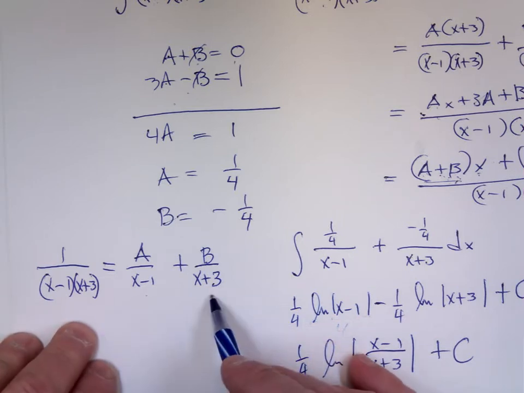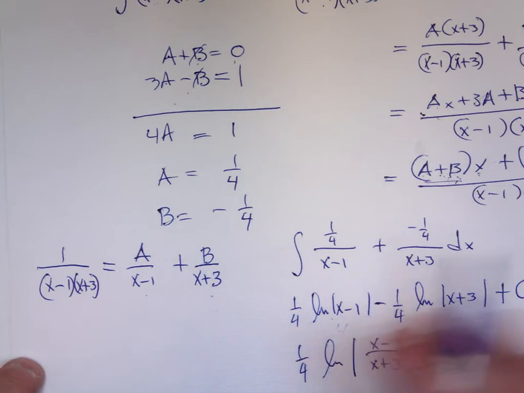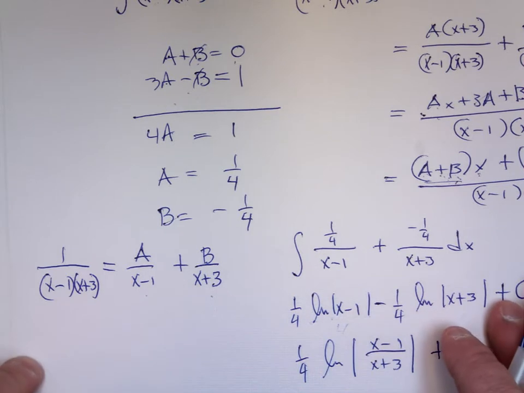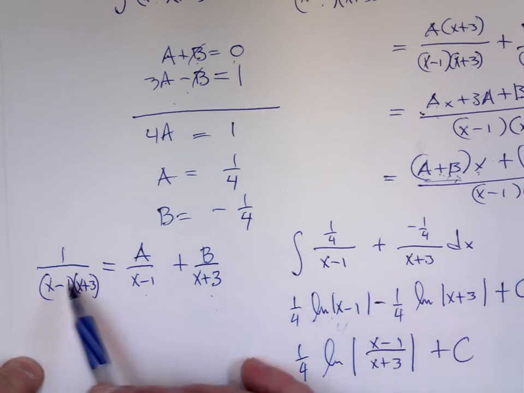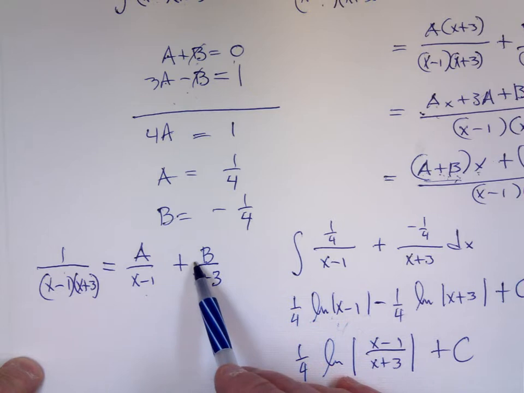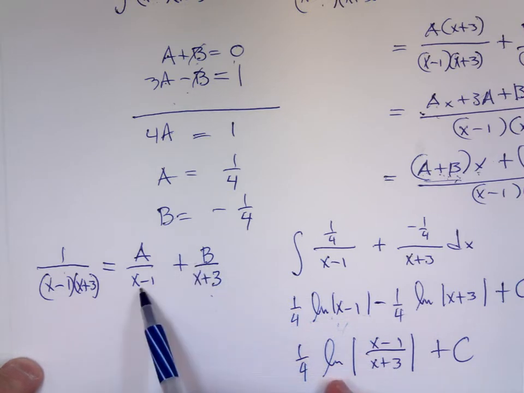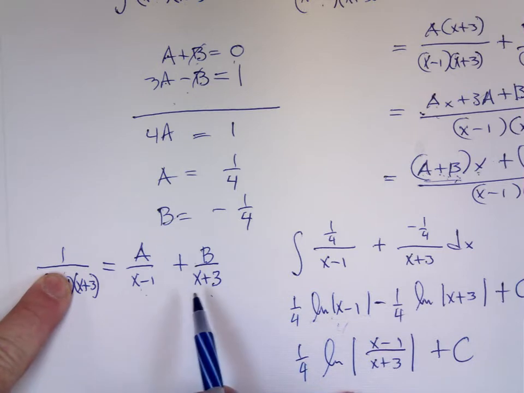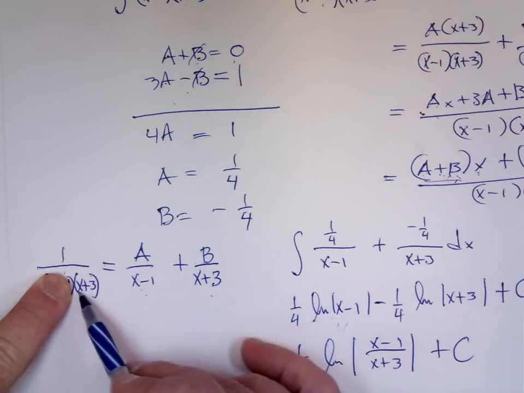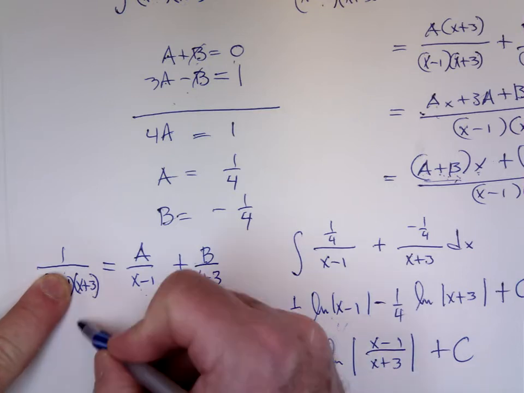I know I already did this, but I'm doing this the super fast way now. Here's how you do it the super fast way. I'm going to multiply both sides by x minus 1, this denominator. I'm going to cover up this x minus 1 because when I multiply by x minus 1, it will be canceled out. And then I'm going to let x equal 1. When I let x equal 1, this will be 1 plus 3, 4. I'll get 1/4 on this side.